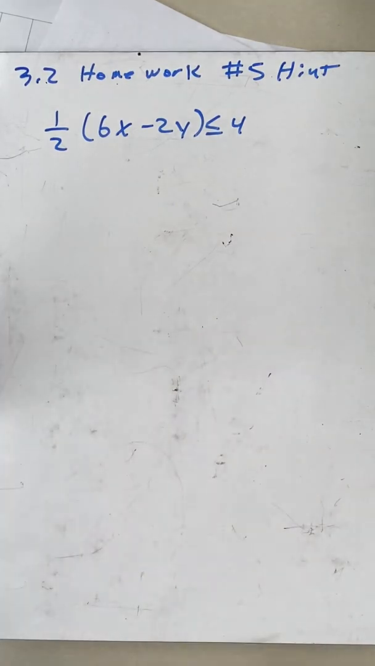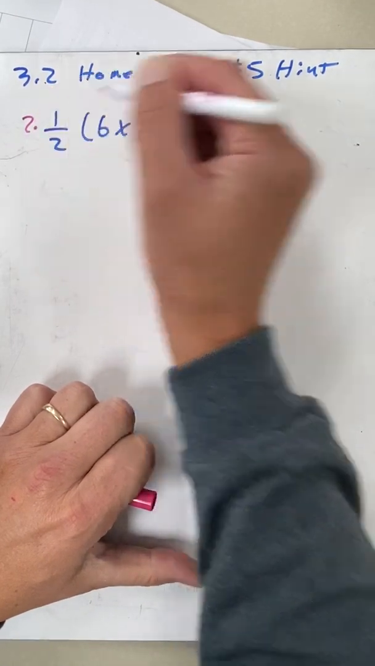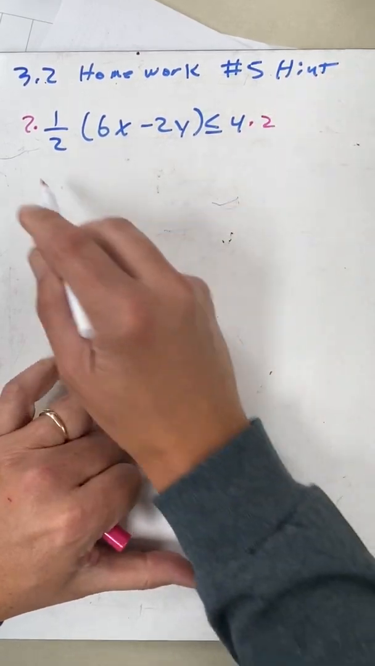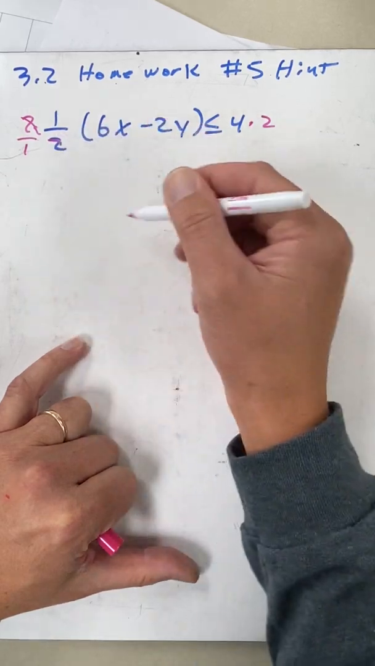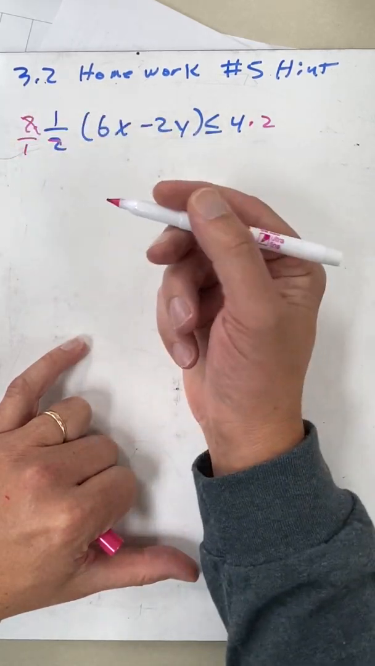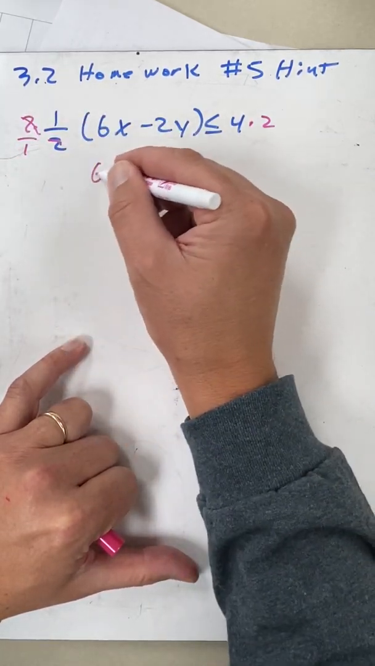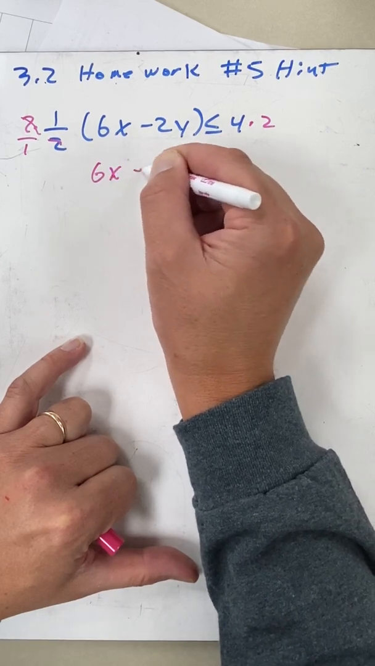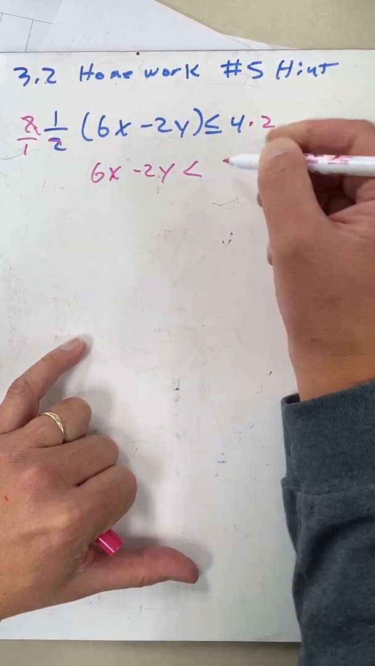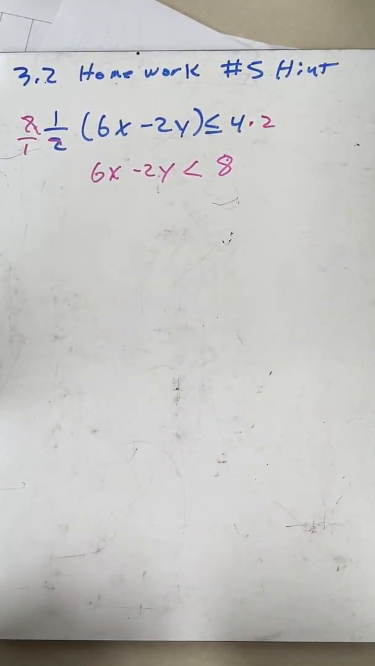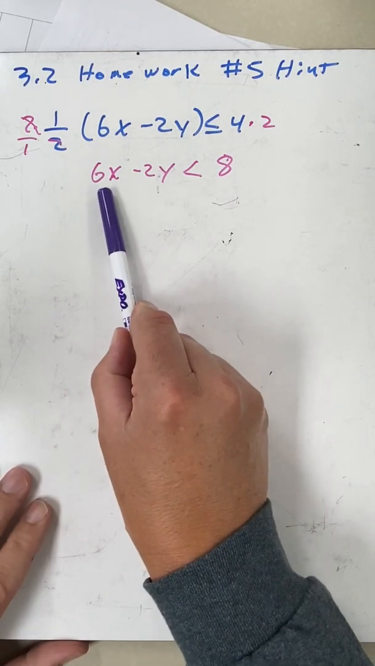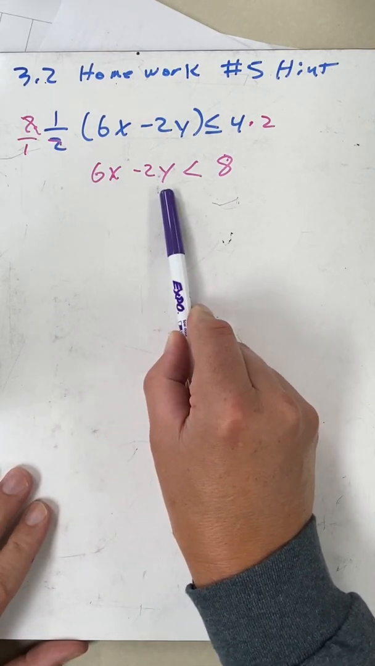So if I want to get rid of that dividing by 2, my hint to you would be to multiply both sides by 2. What happens here is now this is 2/1, which these cancel, and now this is just 1. I can write it out, or I can just leave it and go 6x minus 2y is less than 8. And now it's your job to get y by itself. All right, once again, to get y by itself, you'll subtract the 6x and then divide by -2.